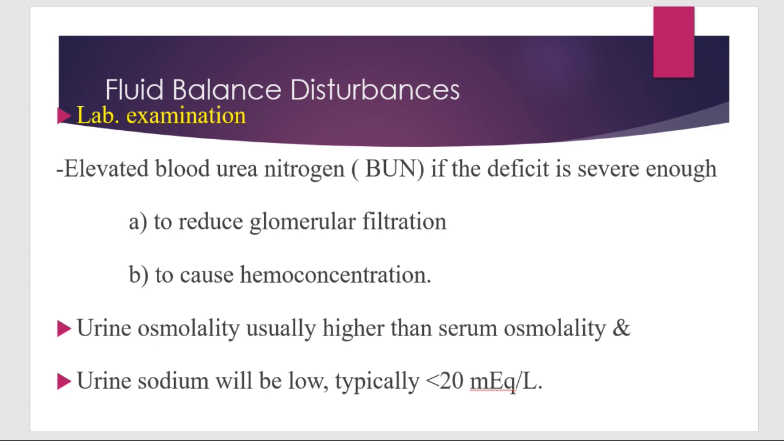So urine osmolality is usually higher than serum osmolality, right? Usually in these conditions, the reabsorption of water is taking place in the kidney. And in these patients, urine sodium will be low. Why will urine sodium be low? Because the sodium will be conserved by the body through the kidney. And why does the body want to conserve the sodium? Because along with the sodium, water will move in and it is going to balance the deficit in volume. So urine sodium will be low, and in most cases it is less than 20 milliequivalents per liter, right?